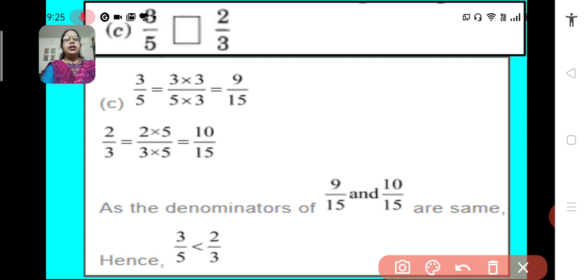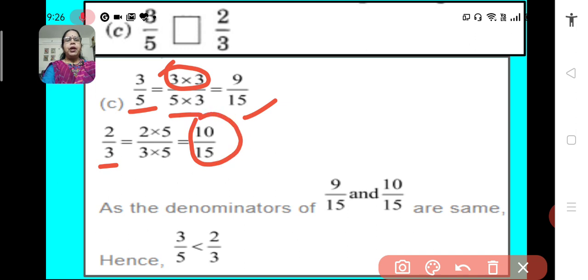To convert the denominator 5 of the first fraction 3 upon 5 into 15, we multiply it with 3. So, we have to multiply the numerator also with 3. What do we get? We get 9 upon 15. Similarly, when we convert 2 upon 3 into a fraction with 15 denominator, we multiply both 2 and 3 by 5. So, we get 10 upon 15.